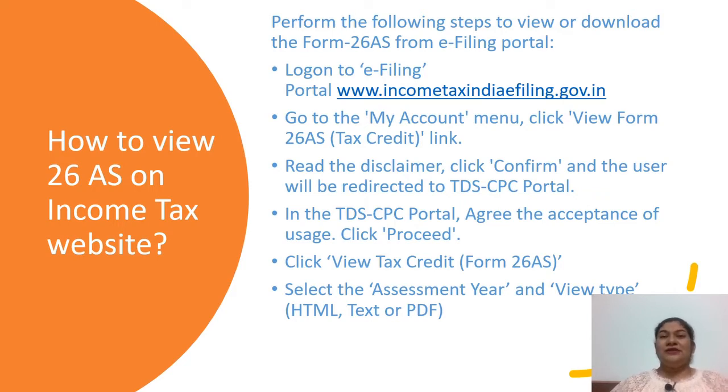There you will get some columns to be filled, like the assessment year, for which assessment year you are looking for the data, and view type. There are different view types. You can view the data in HTML, in text format, or in PDF format. So you just click in which format you want to view the data and click the button, and you will get all the data about your TDS. So I think this will help you to get to form 26AS.